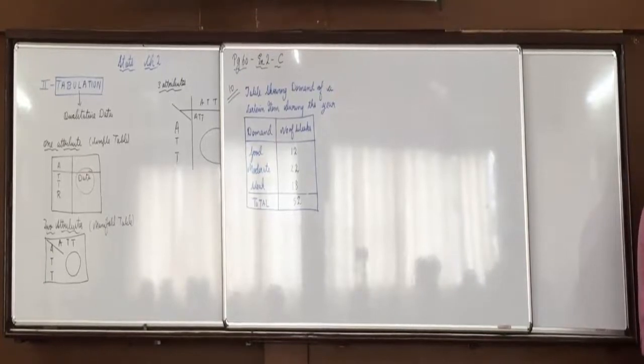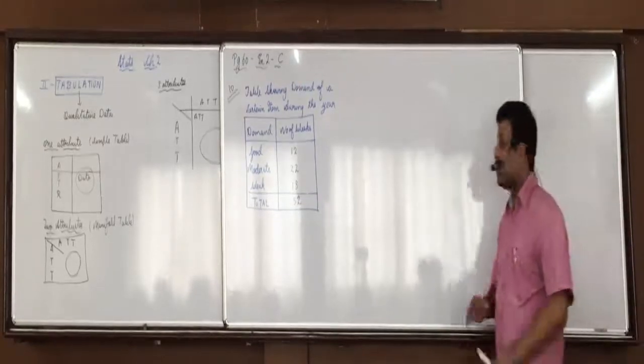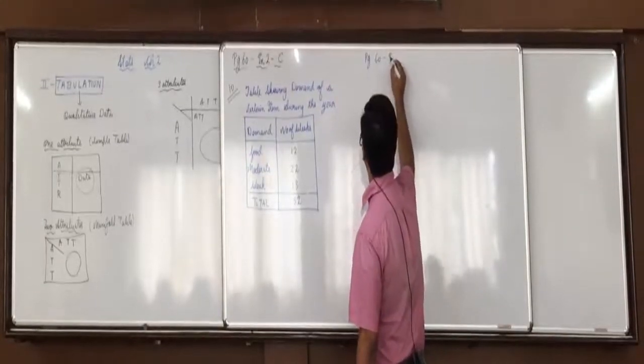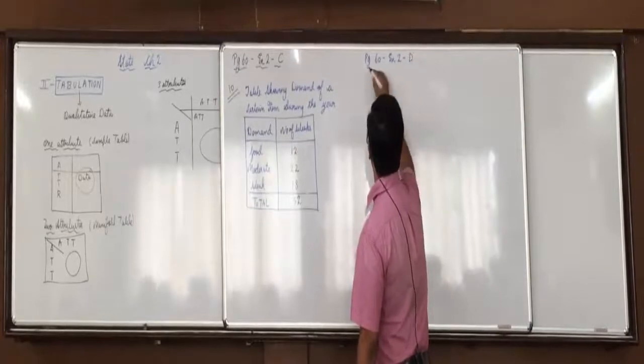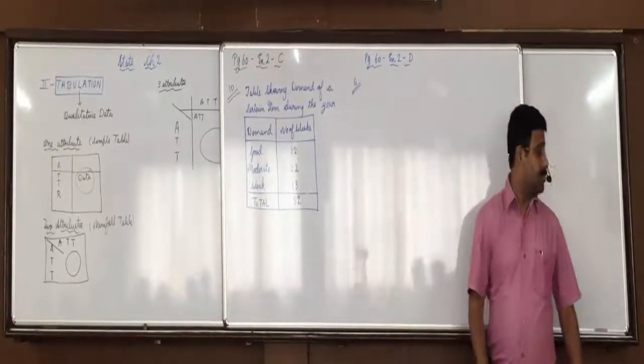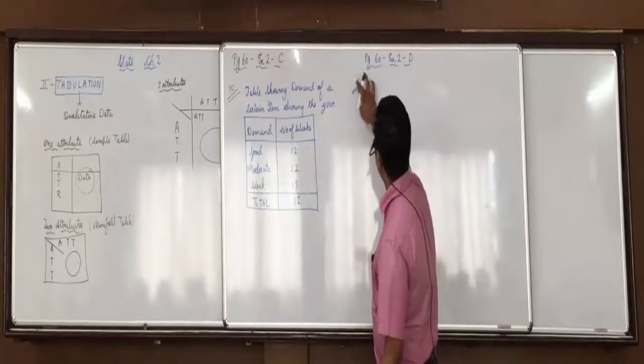Once again, 50% of males are married, whereas the ratio of married and unmarried females is 5:3. Present this information in a table. All of you agree with this? So, write down. Page 60, exercise 2, section D. Question number 6.